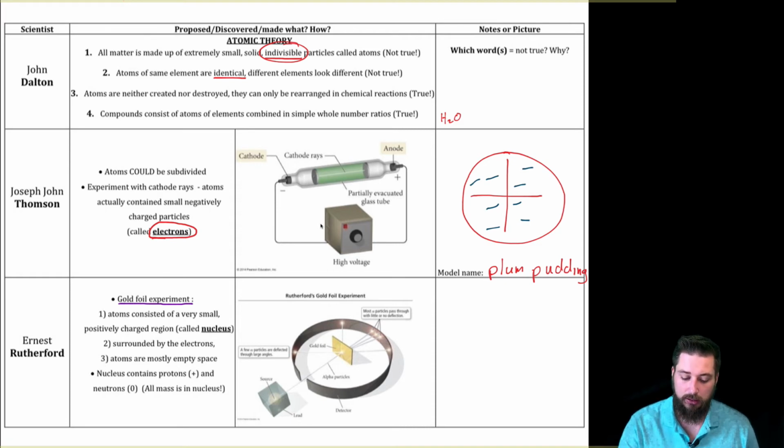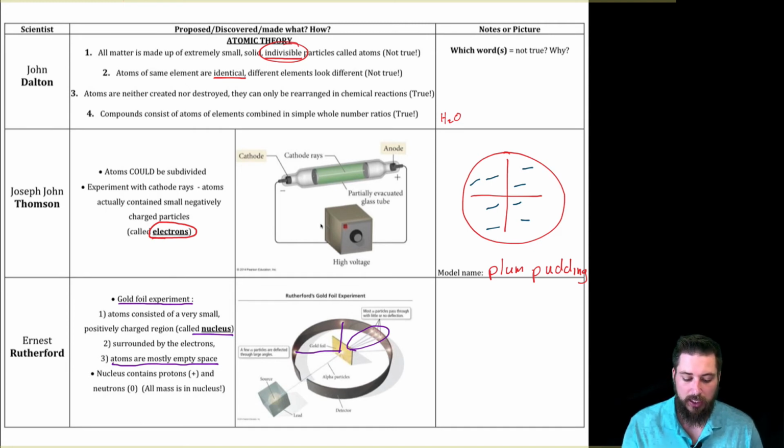However, take a look at this picture here. Notice how most of them did go right through. But there was a small amount of them that either ricocheted off to the side or they bounced backwards completely. Even though most of them went through, some of them did not. And what he was able to conclude is that the atom is mostly empty space, and that there is a nucleus in the center of the atom. So he is the one who discovered the nucleus.